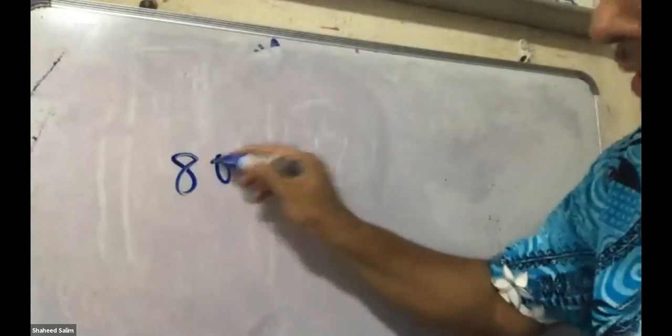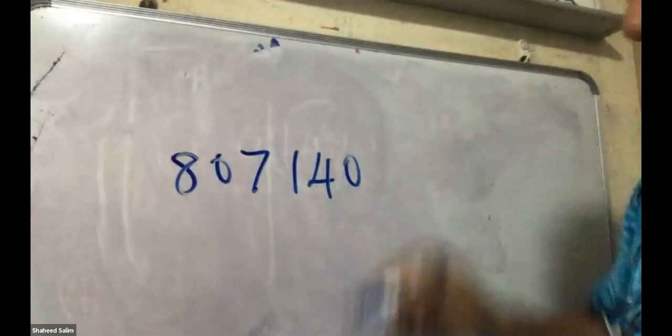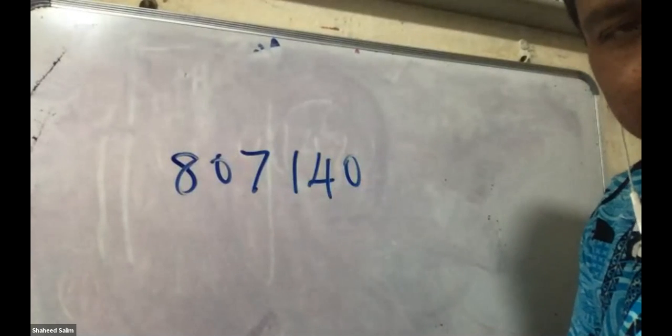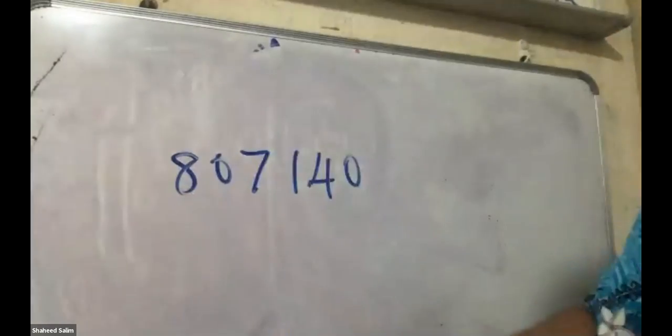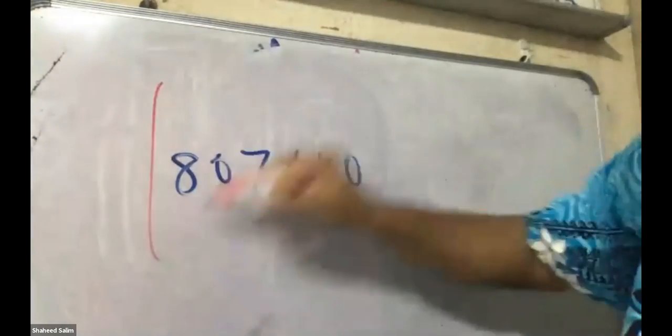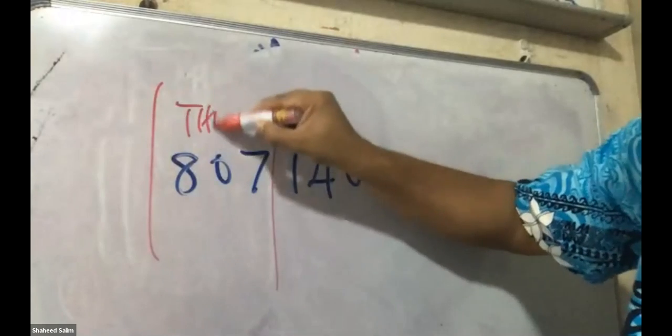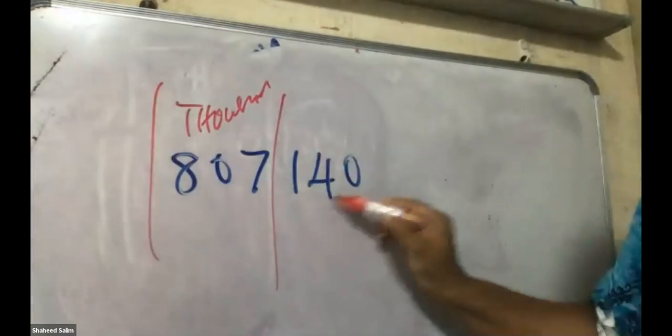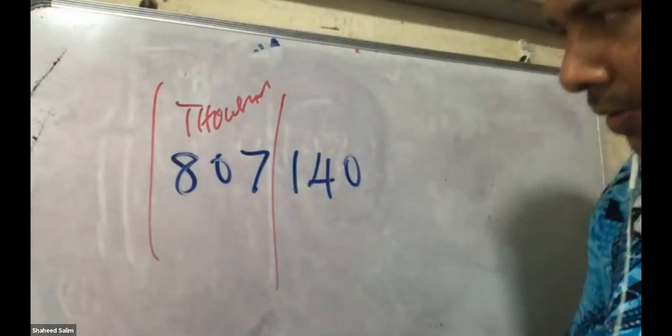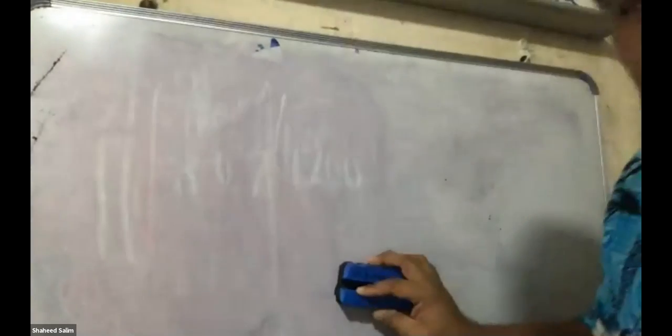Now let us try Auni. Are you ready, Miss Auni? Let's go. Auni. 807,140. Well done. So she says 807,000. See, she reads 807,140.